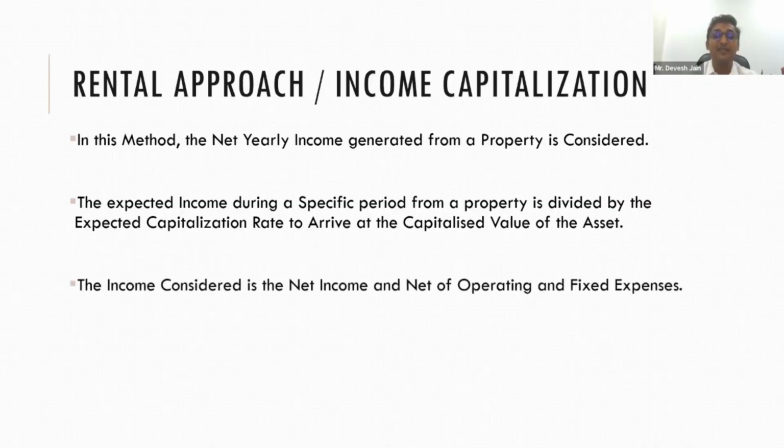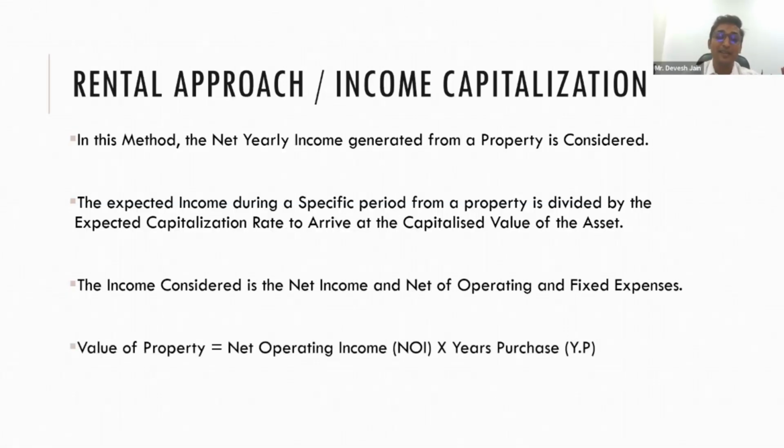The income considered is the net income, net of operating and fixed expenses. So when gross income is calculated, all these outgoings, the fixed expenses and the operating expenses, are subtracted from the gross income, after which we get the net annual income of the property. So value of the property is net operating income into year's purchase, where year's purchase is found out by dividing 100 by the rate of interest. So it is 100 upon R, where R is known as the remunerative rate of interest.